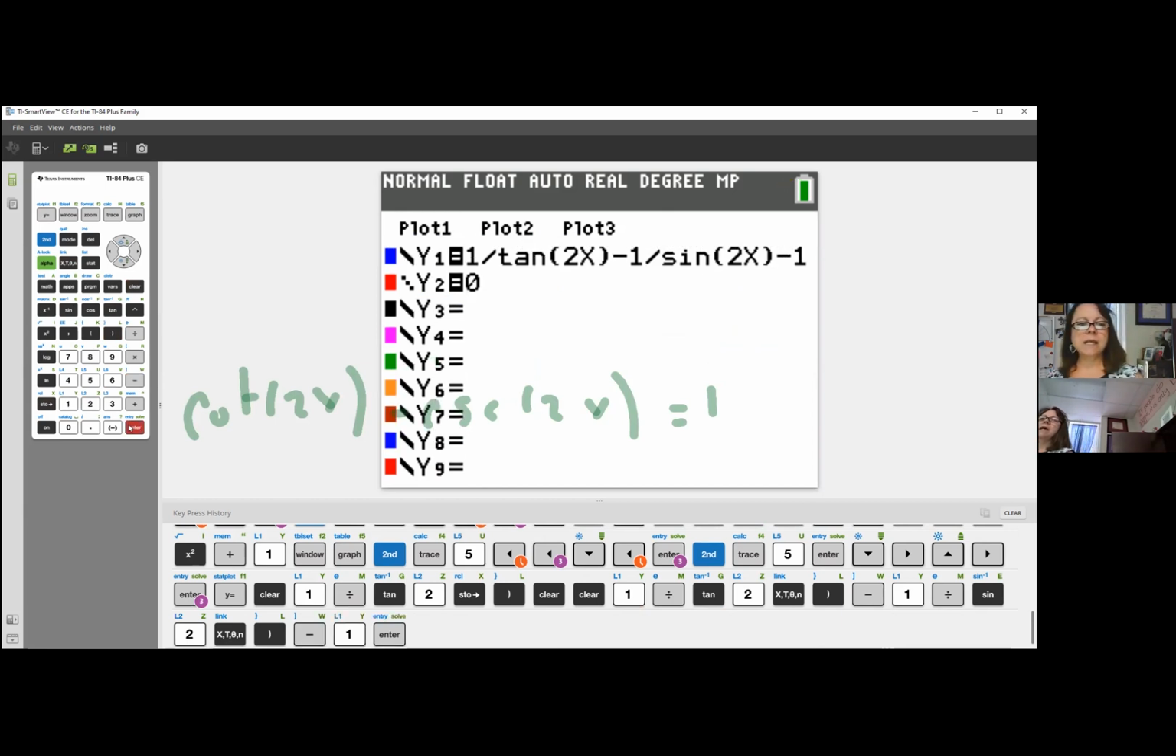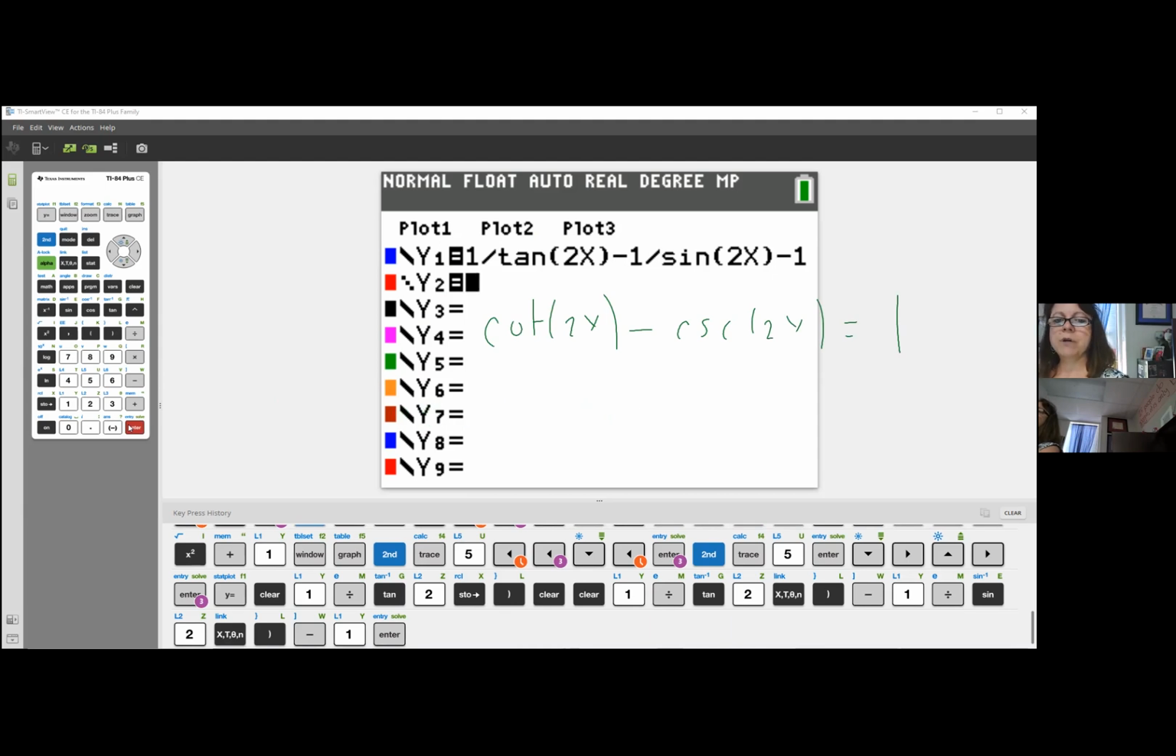So again, this originally, because it's kind of hard to read it, said the cotangent of 2x minus the cosecant of 2x equaled 1. So when I rewrote that, I wrote it as 1 over the tangent of 2x minus 1 over the sine of 2x, and then minus 1. That way I set this equation equal to 0.